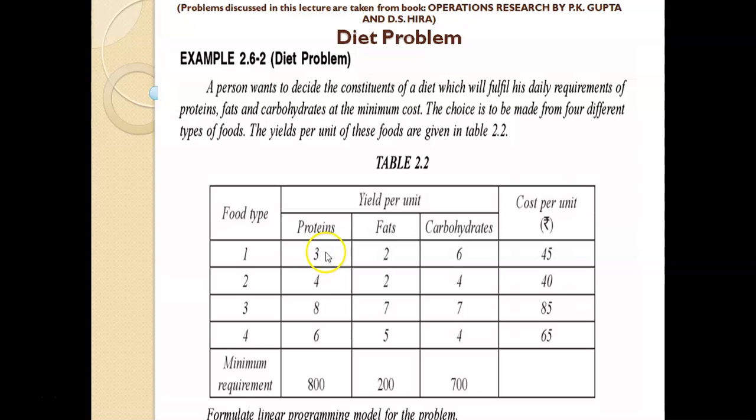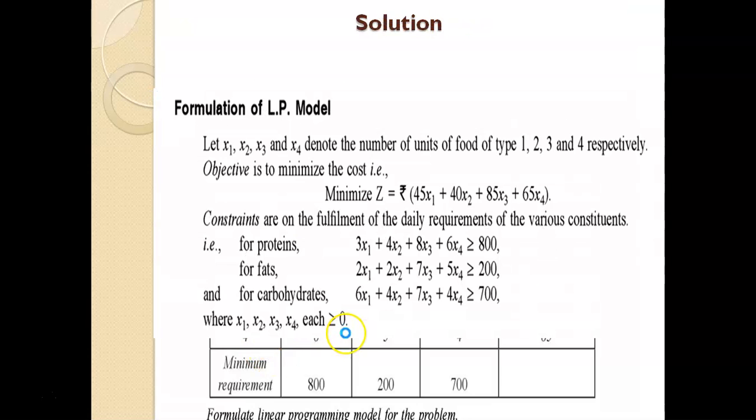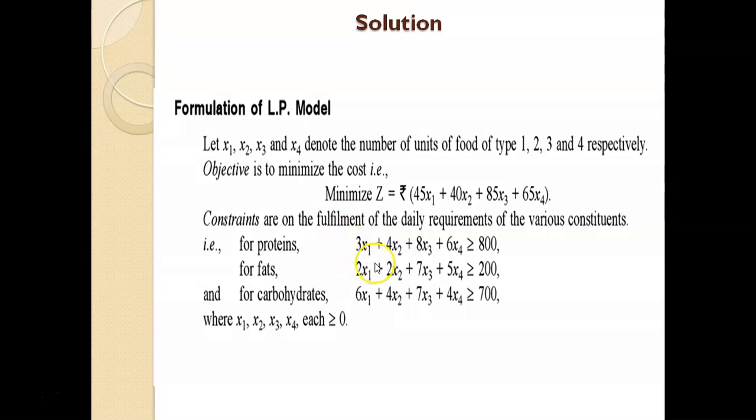So 3 into x1 plus 4 into x2 plus 8 into x3 plus 6 into x4. This will be the total intake of proteins from the x1 units of food 1, x2 units of food 2, x3 units of food 3, and x4 units of food 4. So that's why it is written over here. Okay, and this must be at least 800. So for at least, the greater than or equal to sign is written.